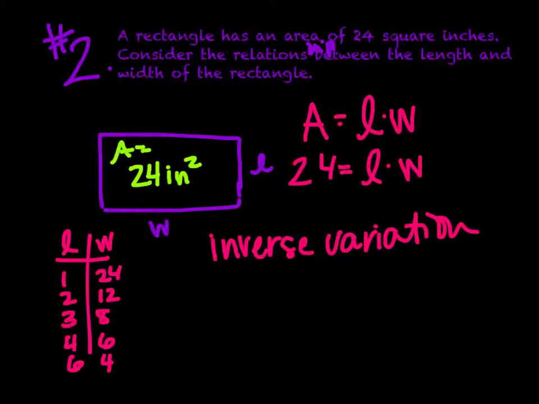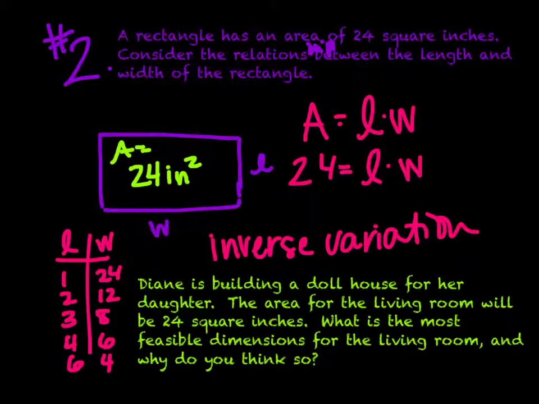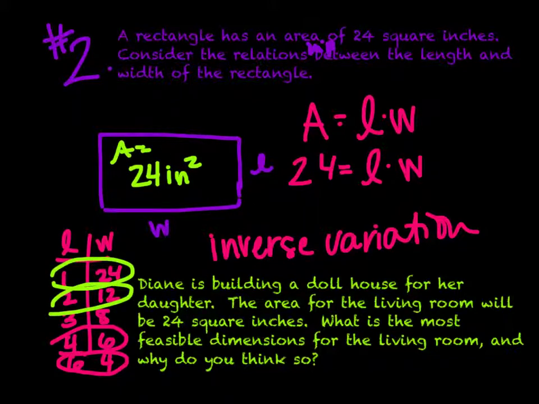Awesome. So we have an inverse variation equation. So now let's actually write a problem. Now here is our scenario. Diane is building a dollhouse for her daughter. The area for the living room will be 24 square inches. What is the most feasible dimensions for the living room, and why do you think so? Most feasible dimensions for this living room, if you ask me, are somewhere around the 4 and 6 or 6 and 4 range, because then we have the most space for potentially a little bit of furniture and that sort of thing. If we were going to have a 1 by 24 or a 2 by 12, we have a really long, skinny room. It might not be the best for the dollhouse. There's not a lot of space in there. So that would be a potential scenario that we could use.